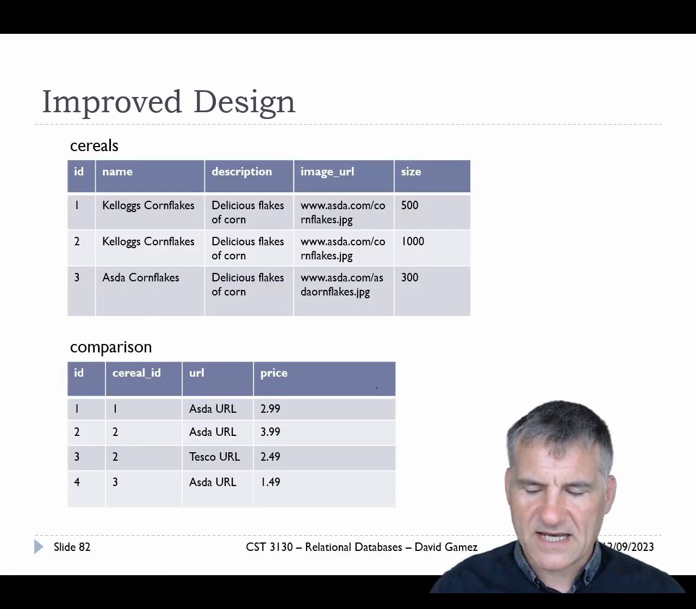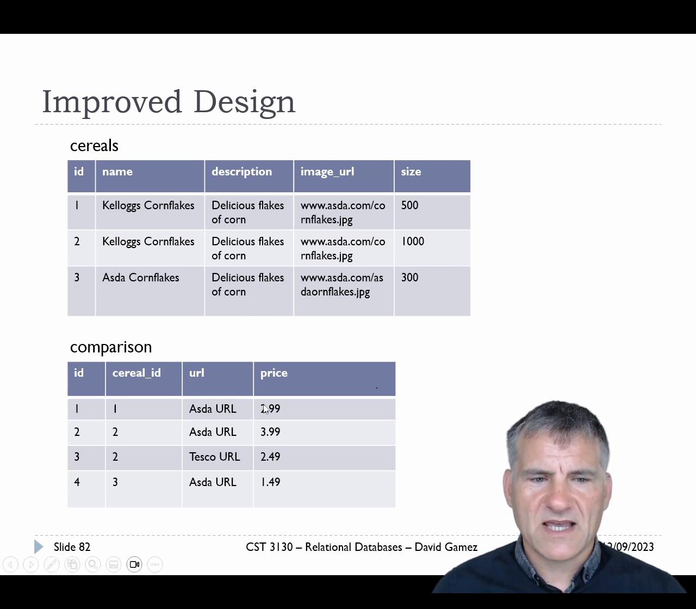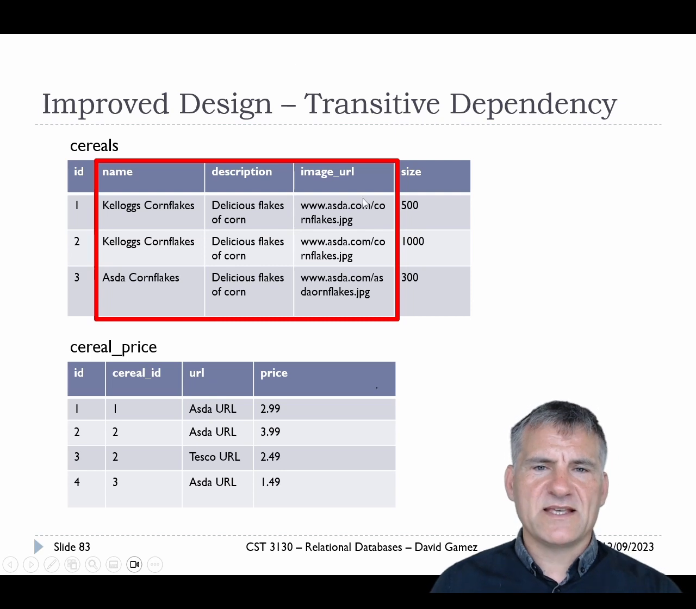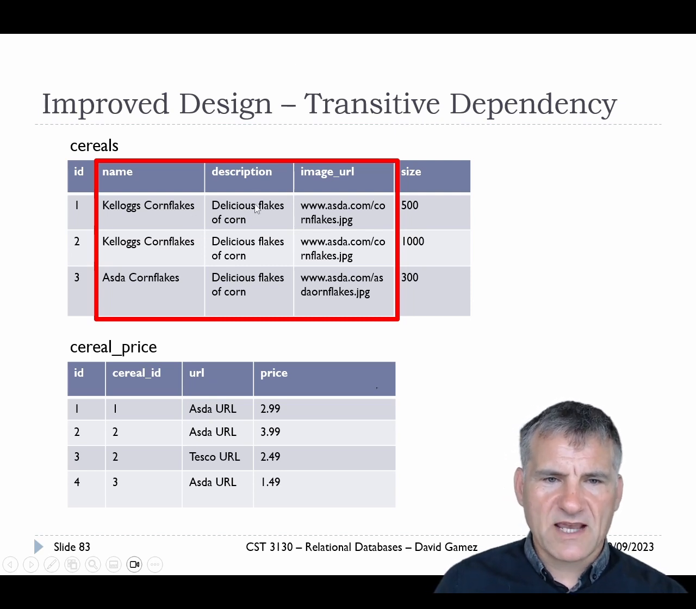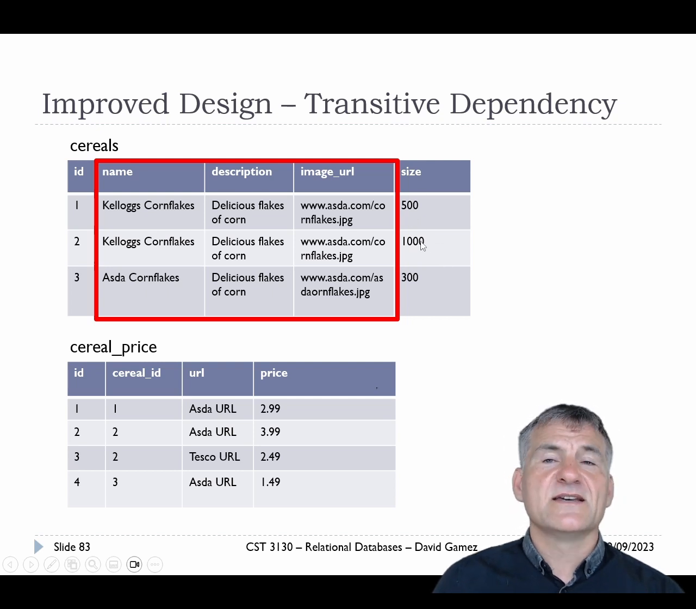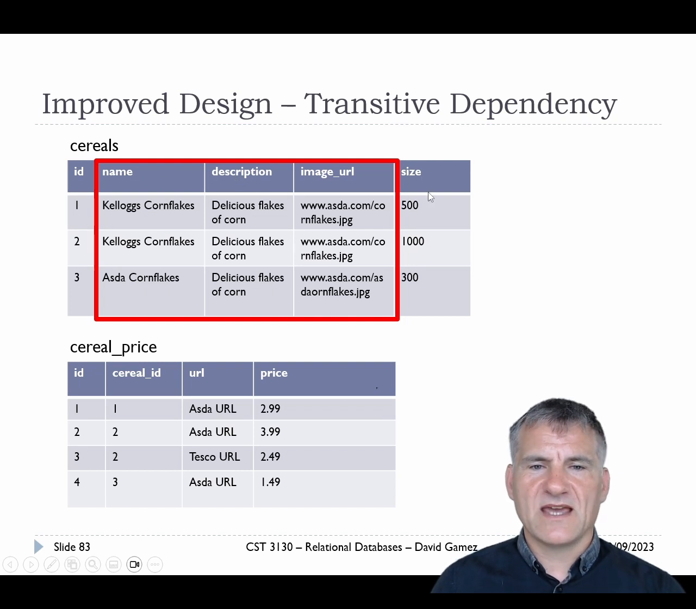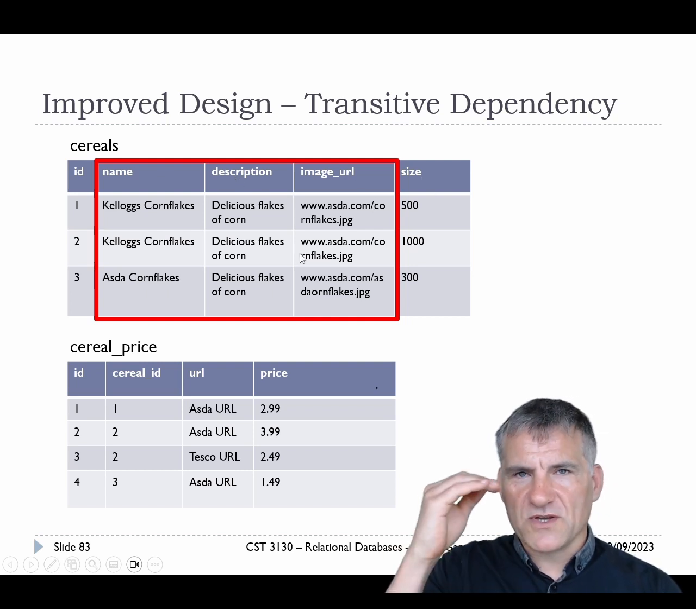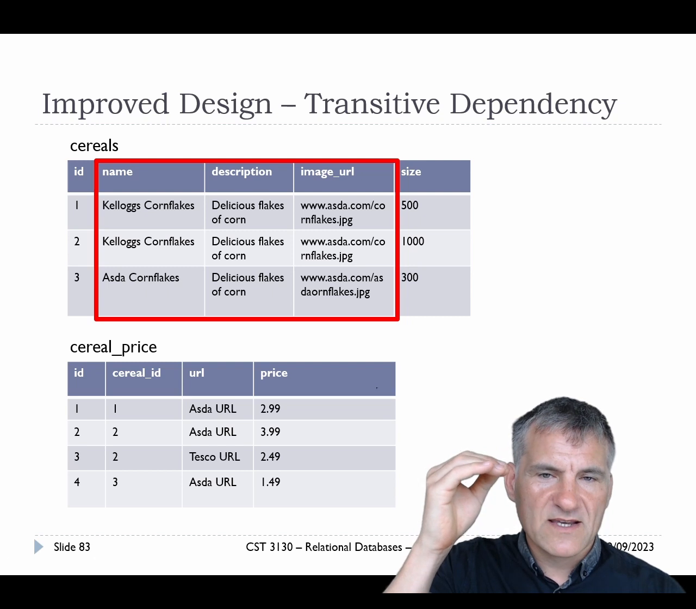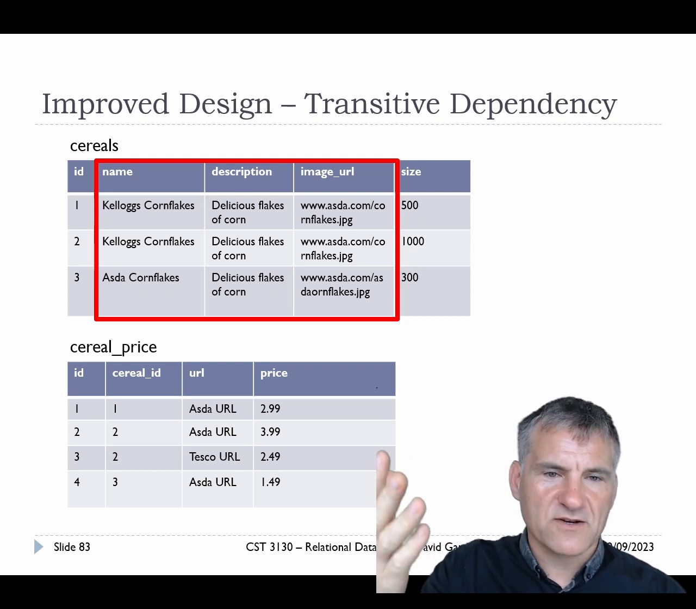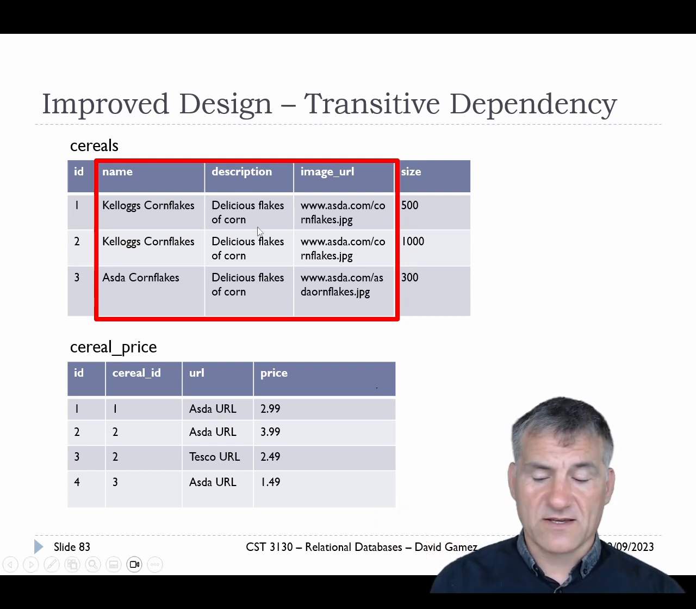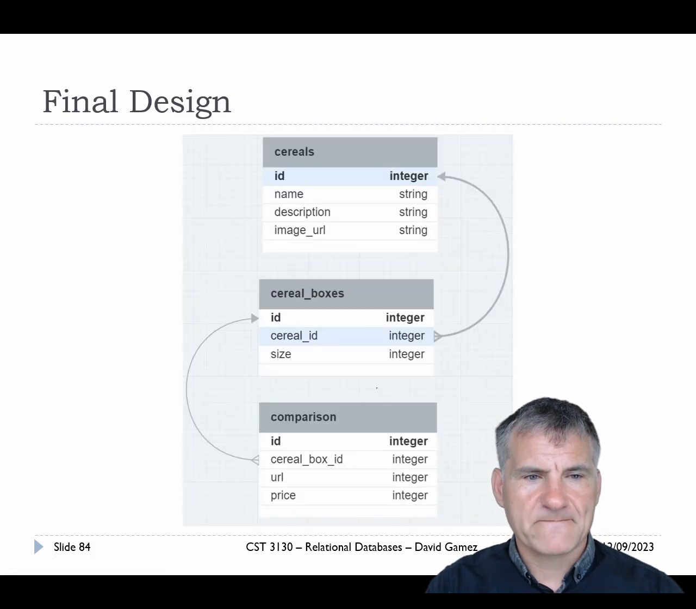So here's our second design. We've got our cereals table, and we've got our comparison table. You can see here we still haven't completely eliminated the transitive dependency, because the description still depends on Kellogg's Cornflakes, because we have different sizes of Kellogg's Cornflakes. So by mixing up the size with the name, description, and image URL, we're introducing duplicate data in our database, which is going to cause maintenance problems. It's going to cost us more money to store, and it breaks third normal form, so you're going to lose some marks for it.